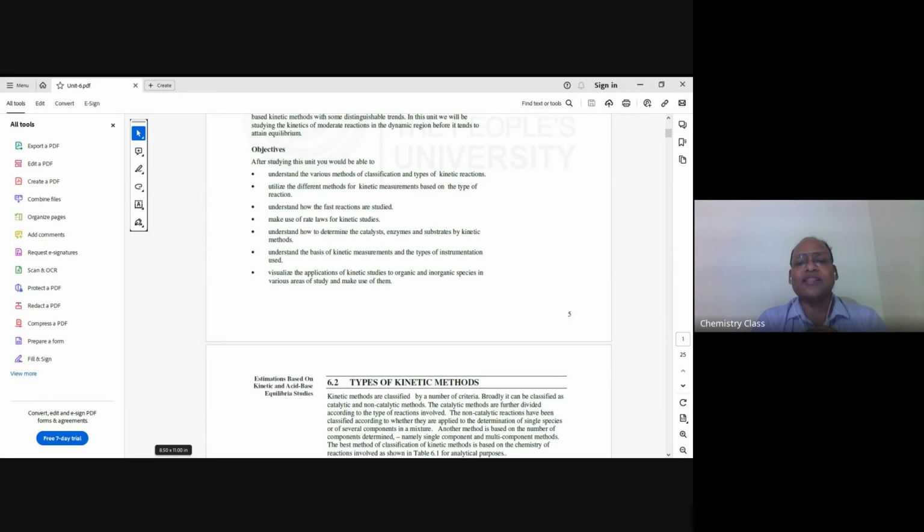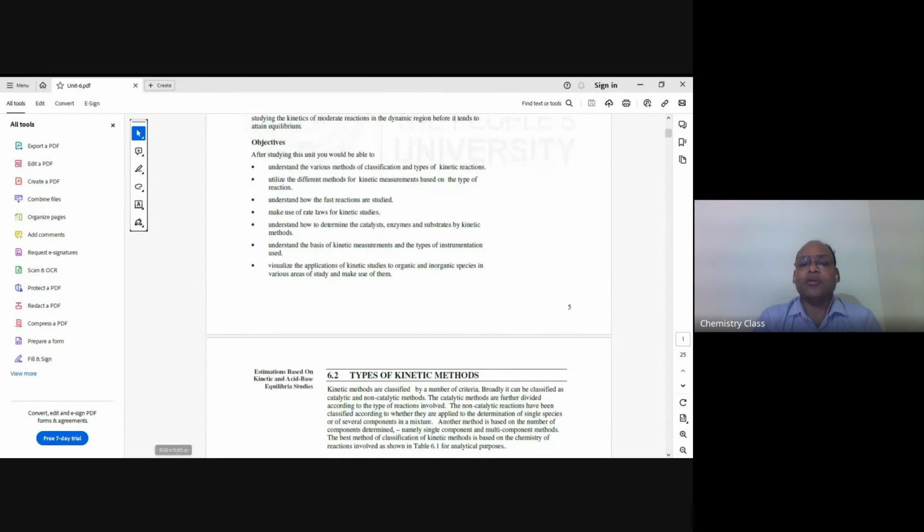Understand the basis of kinetic measurement and the types of instrumentation used. What type of kinetic measurement you have to use and the instrumentation you have to employ, you have to understand. Finally, visualize the application of kinetic studies to organic and inorganic species in various areas. This is also an objective while we are studying this unit.